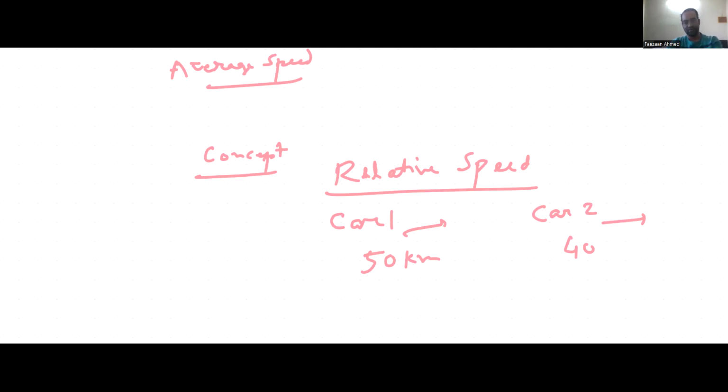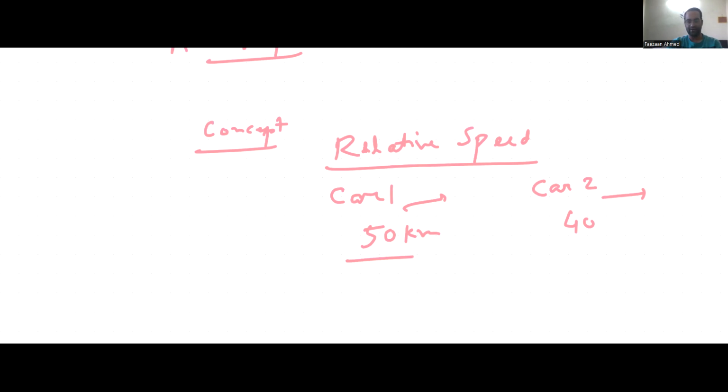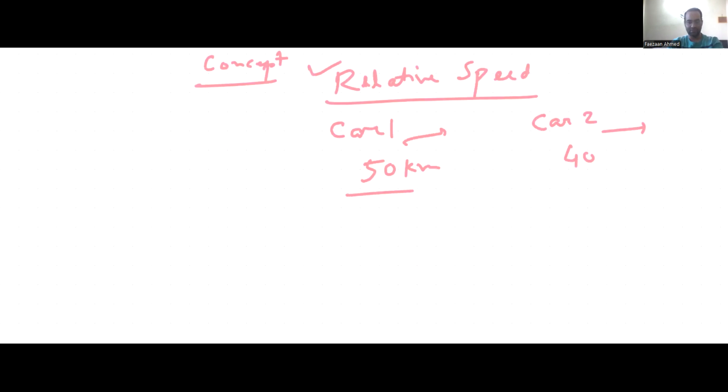Because the speed of car one, which is behind car two, is actually higher, it has to overtake, it has to meet it at some point. And this is where the idea of relative speed comes into place. So if we talk about the idea of relative speed, there will be two scenarios. This is the first case.